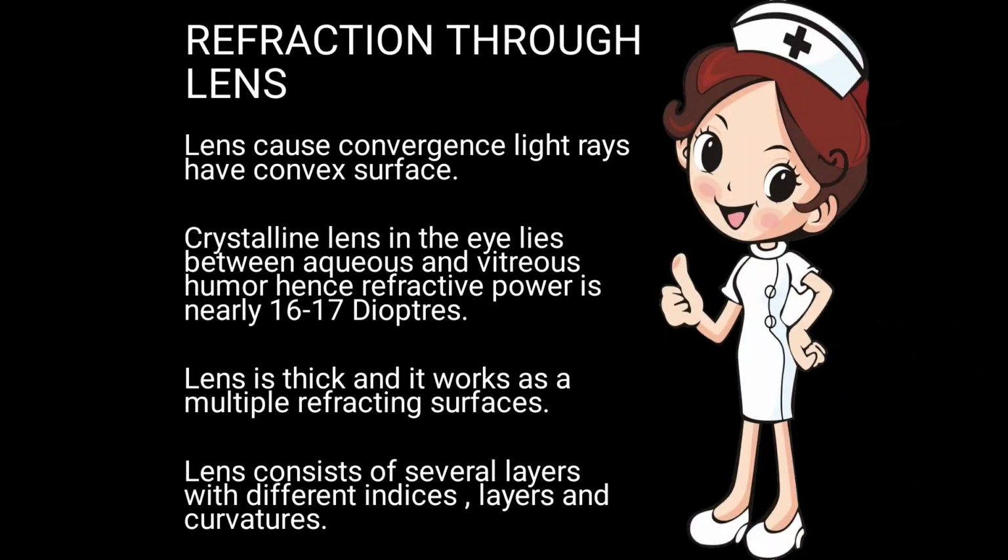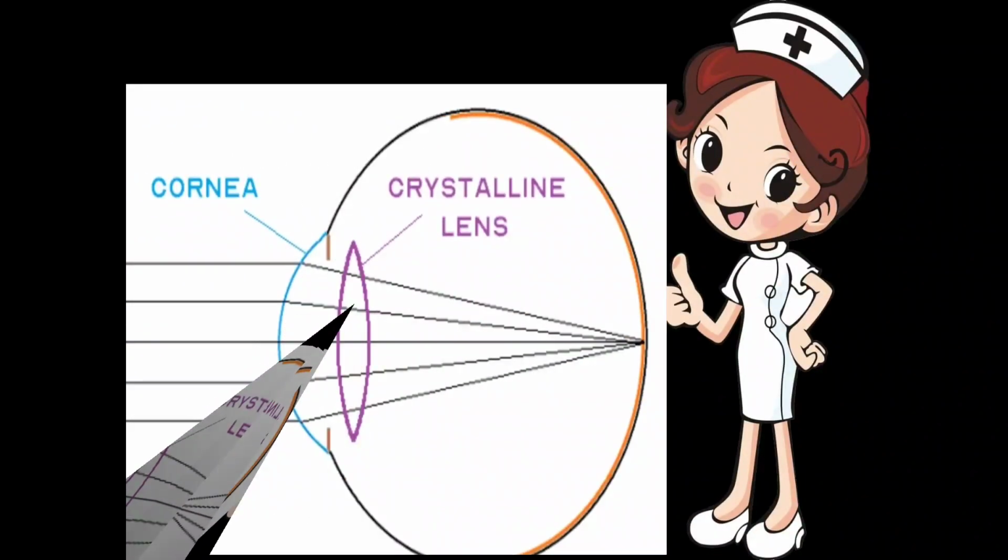First of all, the light is converged by the cornea, then bending of light takes place through the aqueous humor, and third is the lens. Lens also helps in the convergence of light rays with the power of 16 to 17 diopters and forms a clear image on the retina by passing through the vitreous. Crystalline lens in the eye lies between the aqueous and the vitreous humor, hence refractive power is nearly 16 to 17 diopters. Lens is thick and it works as multiple refractive surfaces. Lens consists of several layers with different indices as well as curvature.